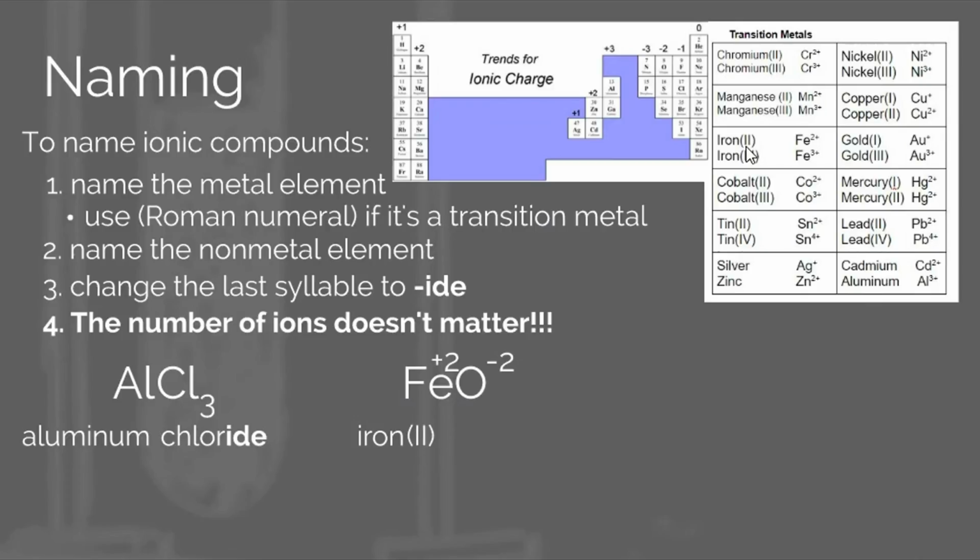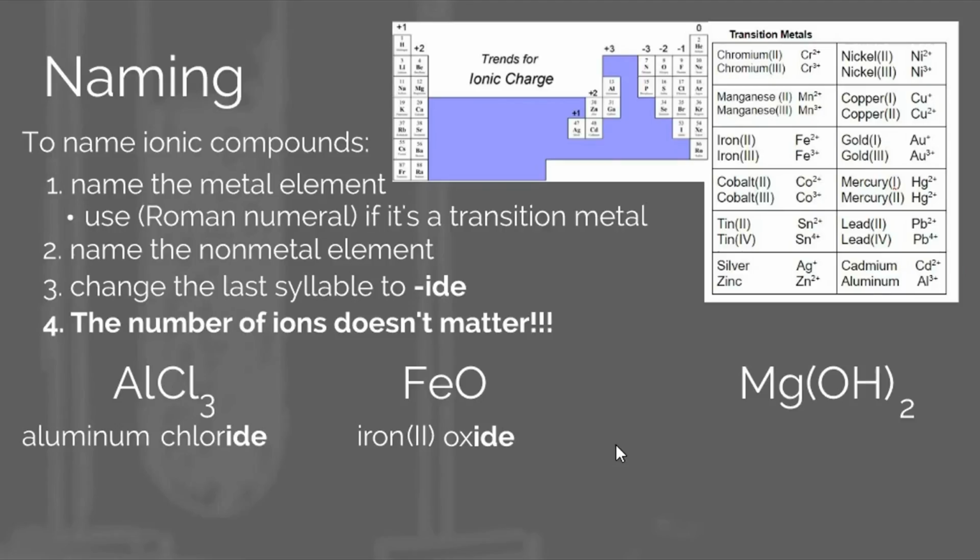So I'll write that down. Iron 2. Remember that the Roman numerals go in parentheses, and then I can continue on to my step number 2. That's name the non-metal element, and that's oxygen. And finally, I need to adjust the name of oxygen to an IDE ending. So I'm going to take oxygen, replace that with oxide, and so the name of this compound is iron 2 oxide. And notice that even though this is iron 2, there's only one iron ion because these Roman numerals don't tell you the number of atoms we have. It only tells you the type of atoms that we have.